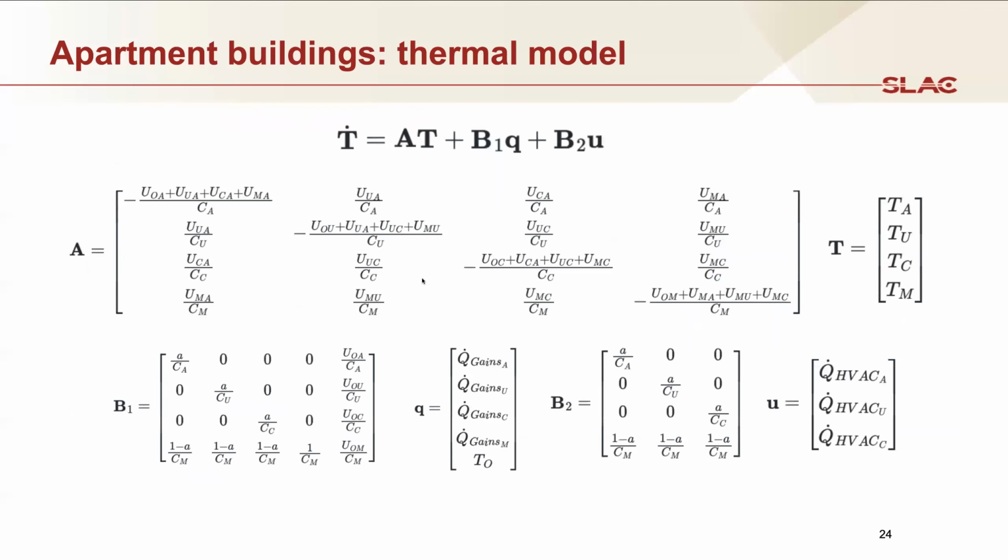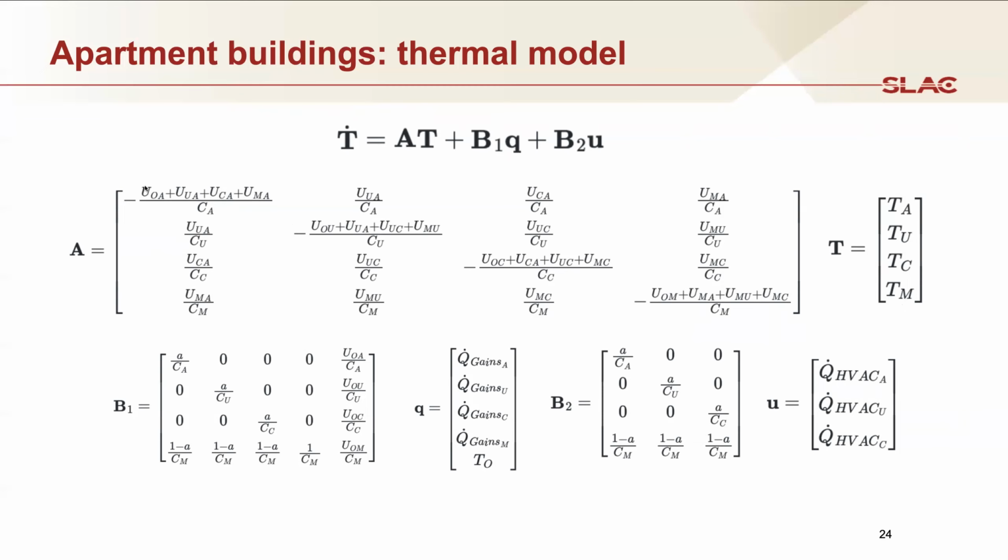For the curious, this is the solution method for the apartment building. It's essentially four first-order differential equations that describe the relationship between the temperatures of occupied apartment units, unoccupied apartment units, the circulation, and then the mass. And so these are the basic equations.